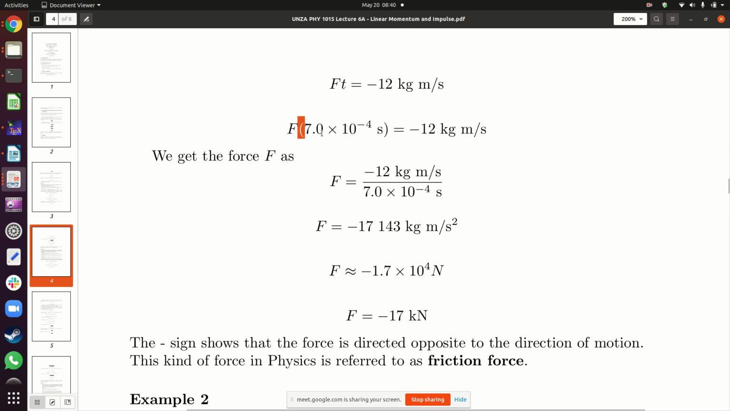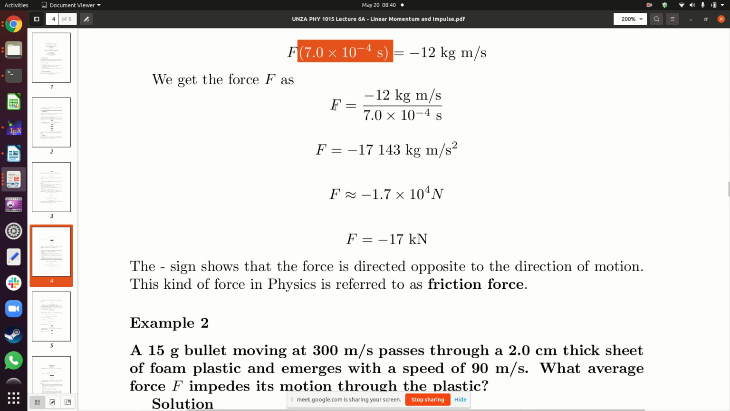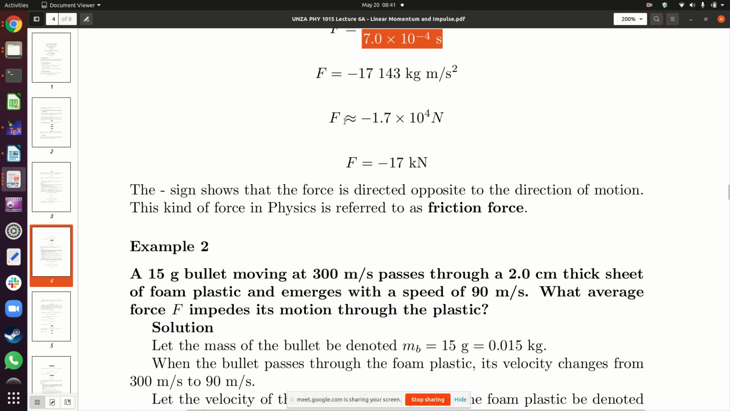If you divide both sides by 7 times 10 to the power minus 4 seconds, you end up with force equal to minus 12 kg meters per second divided by 7 times 10 to the power minus 4 seconds. This gives you a force equal to minus 17,143 kg meters per second squared, which is approximately minus 1.7 times 10 to the 4 newtons, and that's what you have as minus 17 kilonewtons.